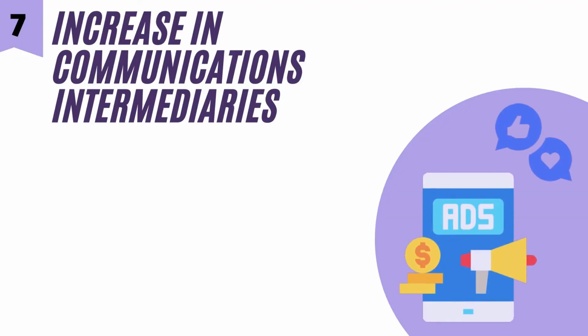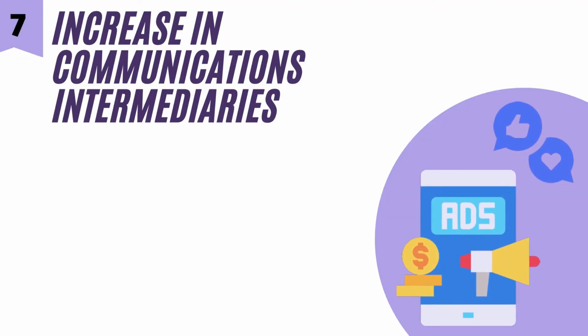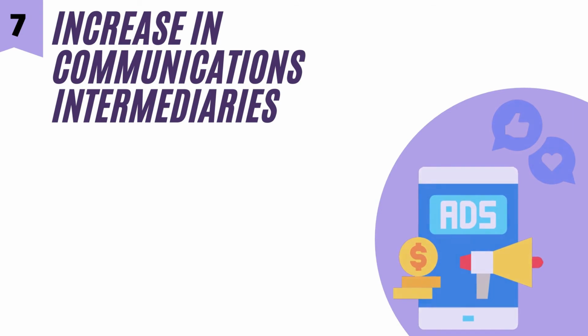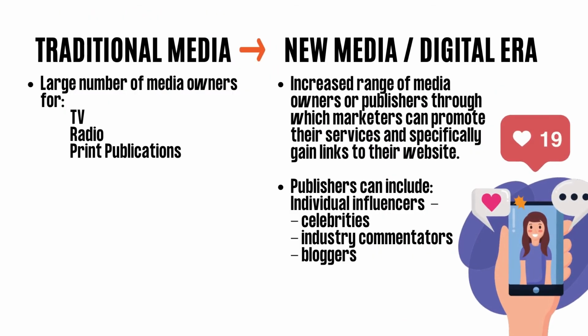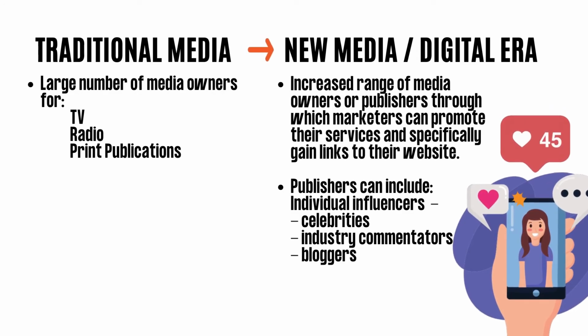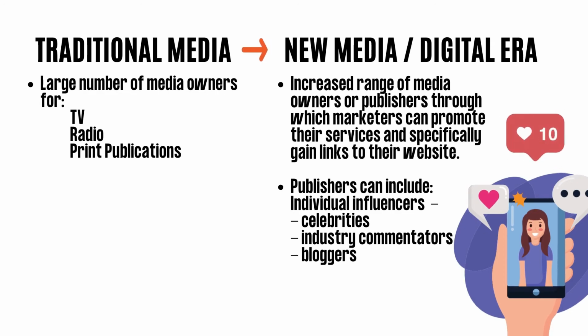Number 7. Increase in communications intermediaries. With traditional media, PR and advertising occurs through a potentially large number of media owners for TV, radio, and print publications. In the digital era, there is a vastly increased range of media owners or publishers through which marketers can promote their services and specifically gain links to their website. Publishers also include individual influencers such as celebrities, industry commentators, bloggers, and anyone actively using social media.